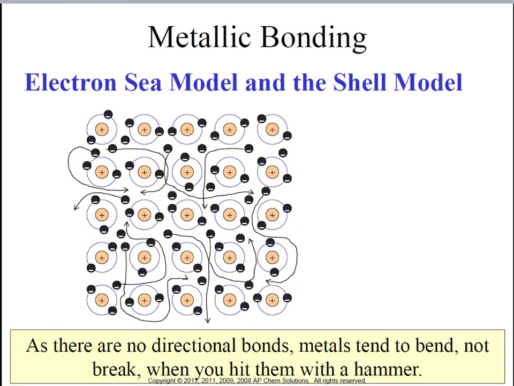Now this only happens with valence electrons, so you're still going to have the core electrons that are moving around in those s, p, d orbitals, whatever you want to call them. It's just the valence electrons on the outside that are going to be sliding all around each other.